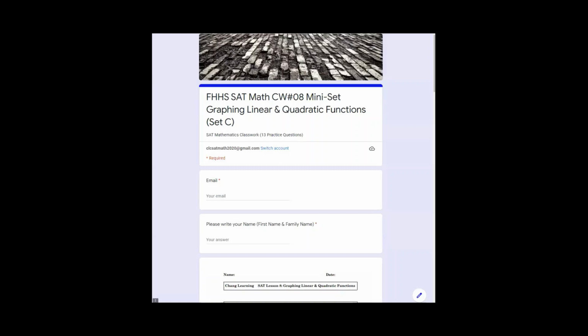For this section of the presentation, I invite you to try the Fort Hamilton High School SAT Math classwork number 8, the mini set, Graphing Linear and Quadratic Functions, set C. These are designed to be 15 to 20-minute practices for schools who would like to know a little bit more about the SAT class at Chang Learning.